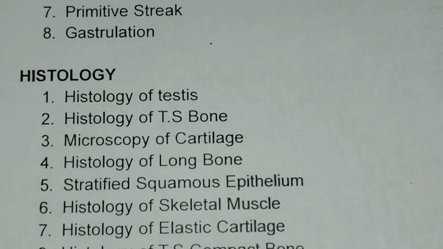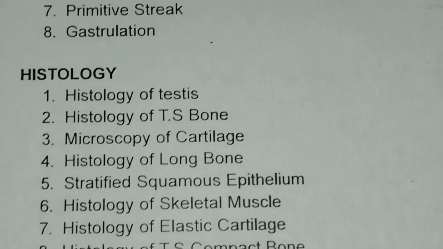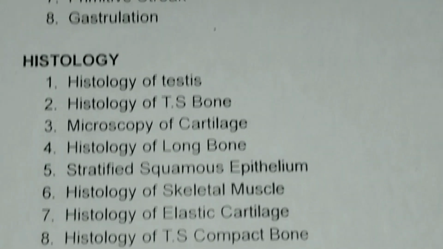Now coming to the histology part, the first question is histology of testis, second one histology of TS bone, third one microscopy of cartilage, fourth one histology of long bone, fifth one stratified squamous epithelium, sixth one histology of skeletal muscle, seventh one histology of elastic cartilage, the last question, that is the eighth one, which is histology of transverse section of compact bone.